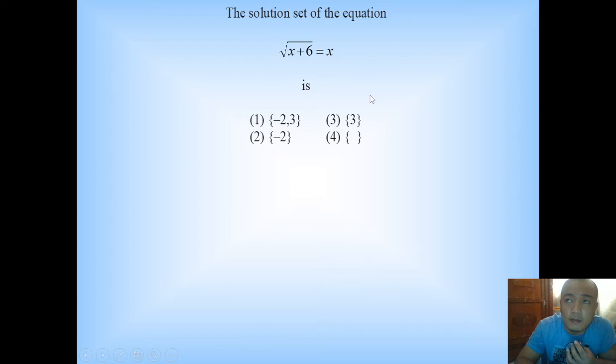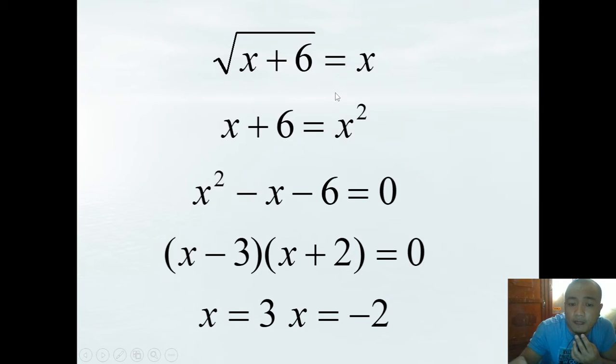So x minus 3, x plus 2, so 3 and negative 2. So is it 1? Is it negative 2? Is it 3? Or no solution? So try natin yung negative 2. Negative 2 plus 6, 4. It's not equal to negative 2. Hindi pwede yung negative 2. Ngayon yung 3. 3 plus 6, 9. Square root of 9. O, pwede yung 3. So I think yung 3 is the answer.